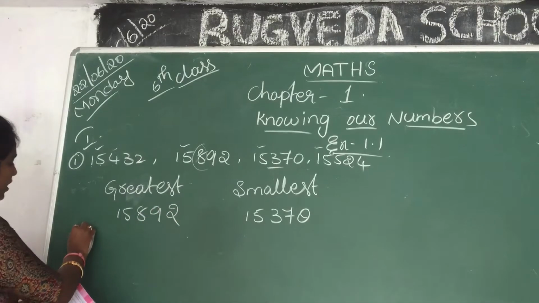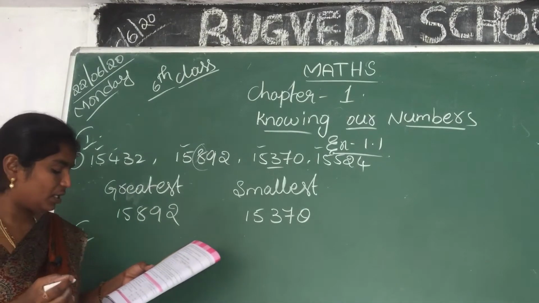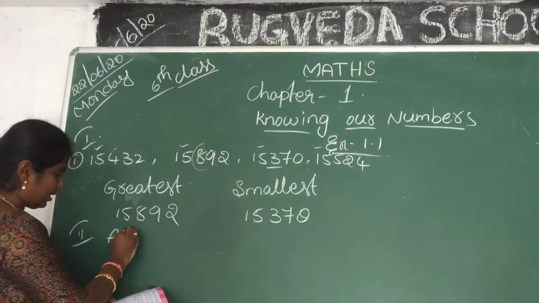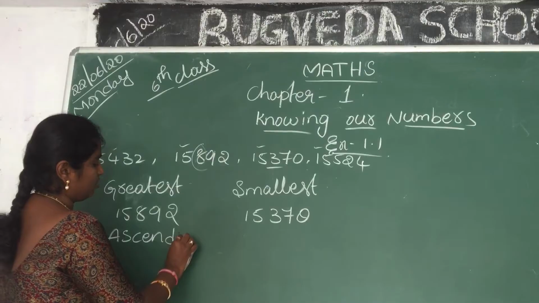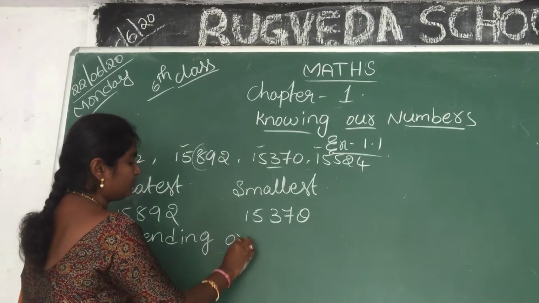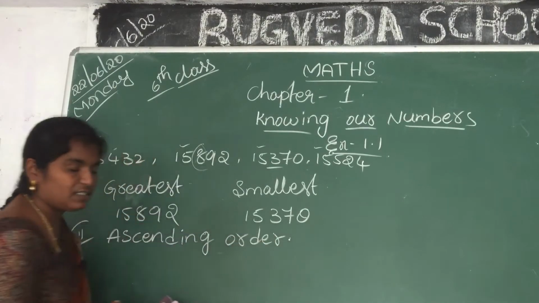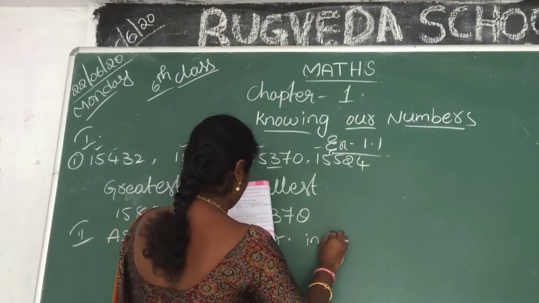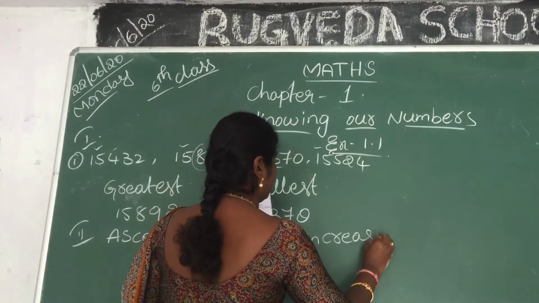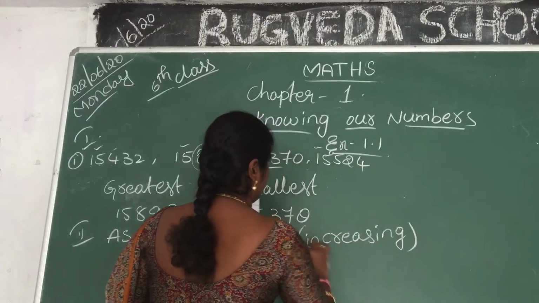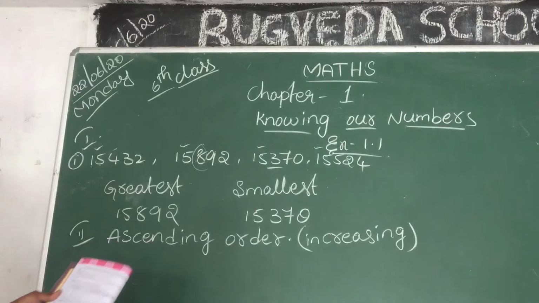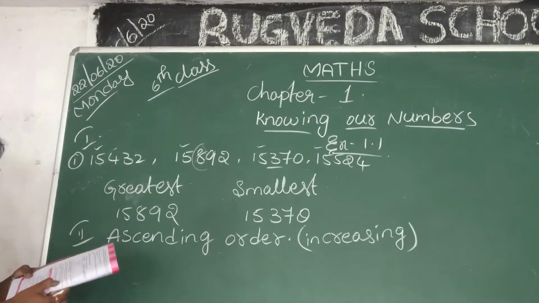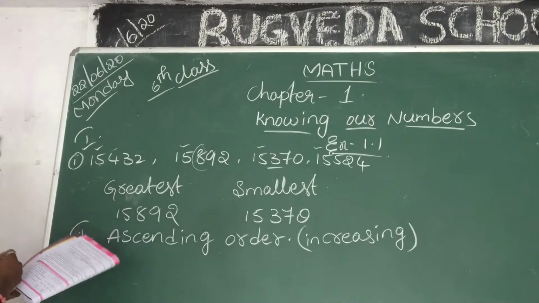Next second bit. Second bit, write the numbers in ascending order. Which order? Ascending order. Ascending order means increasing order. Ascending order means you have to write the numbers from smaller number to bigger number. Here 2 problems are there. One I will explain, remaining one you have to write.